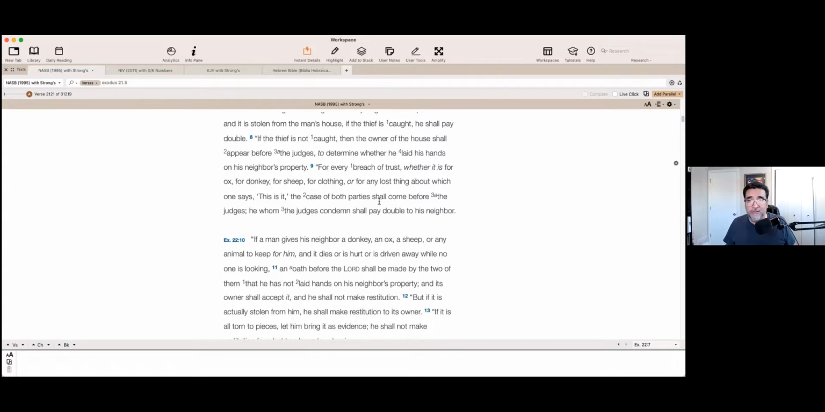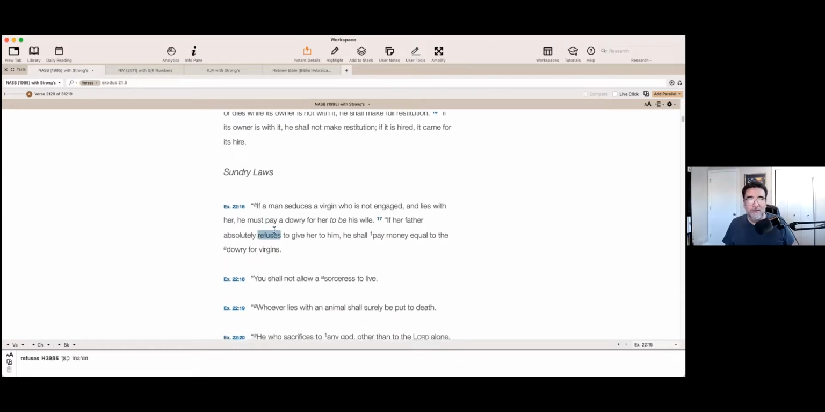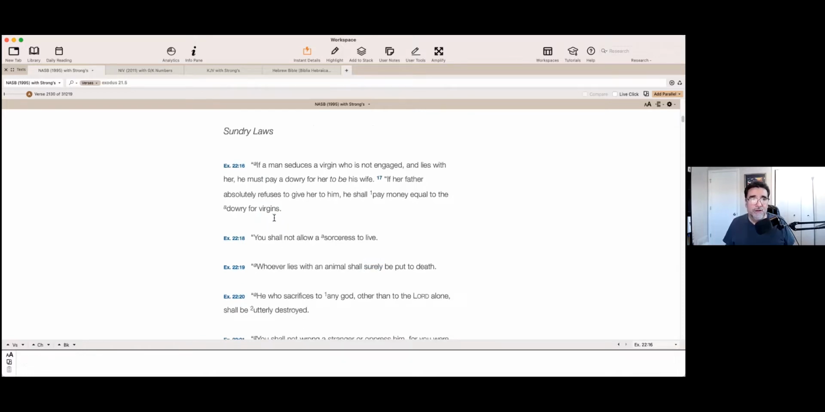This is the case of both parties shall come before the judges. So there was a system of judges. He whom the judges condemn shall pay double to his neighbor. So many cases, and you can look at these in their turn. Just a few of these very quickly here.